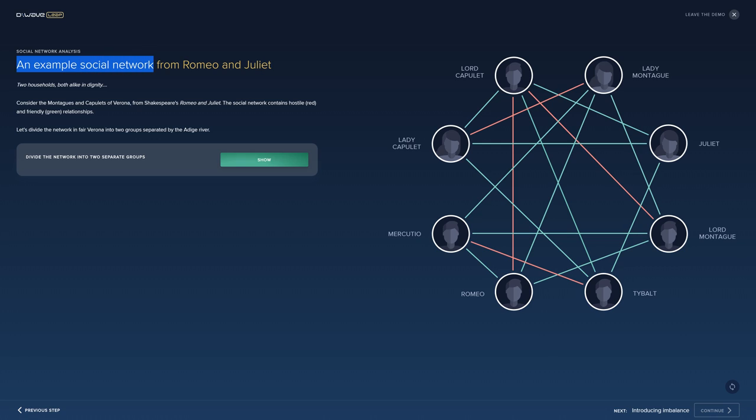Okay, this is called an example. Example social network from Romeo and Juliet. Okay, so there's one more I need to analyze. This lady here. Why is she up here when this guy is down, when her man is here? They have good connections, but there is no connection. There is a band. That's interesting. I need to bring in this one here.